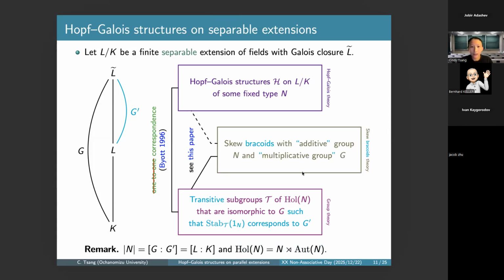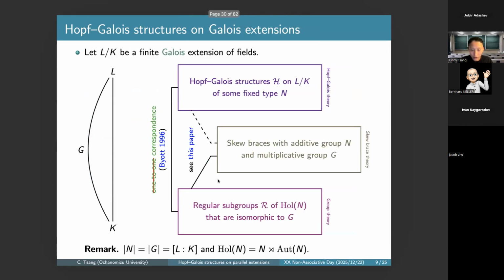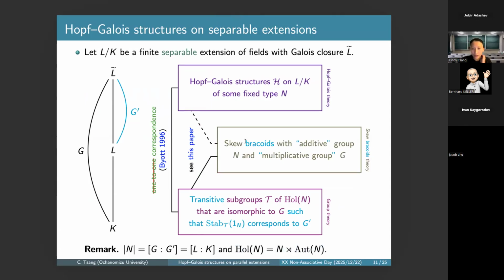And just to mention in passing, just like in the Galois case where you have this correspondence with skew braces, in the separable case there's something called skew braceoids. This is the skew braceoid defined by Trappeniers. I think there are two different things called skew braceoids in the literature. What I'm saying here is the skew braceoid in the literature of Hopf Galois structures, not the skew braceoid that was recently defined by Yu He.